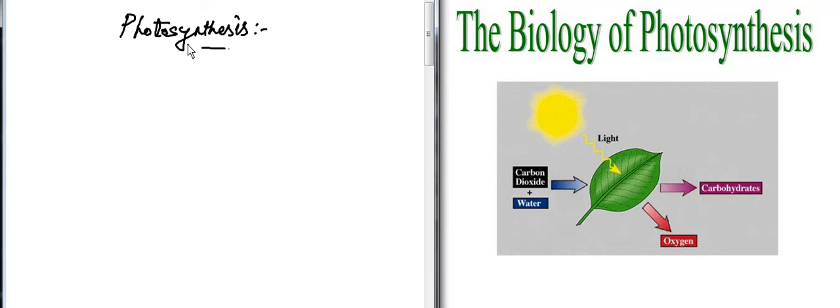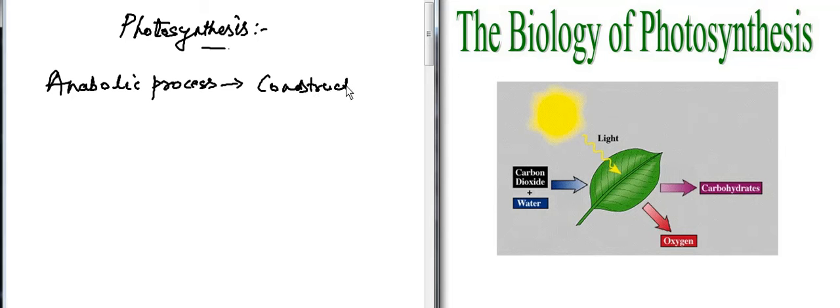So first we have to know what type of process photosynthesis is. Photosynthesis is an anabolic process. Anabolic process means a type of metabolism where the constructive process is going on, that is called anabolic. And we have another process which is called catabolism. Here the example is photosynthesis, it's a constructive process.